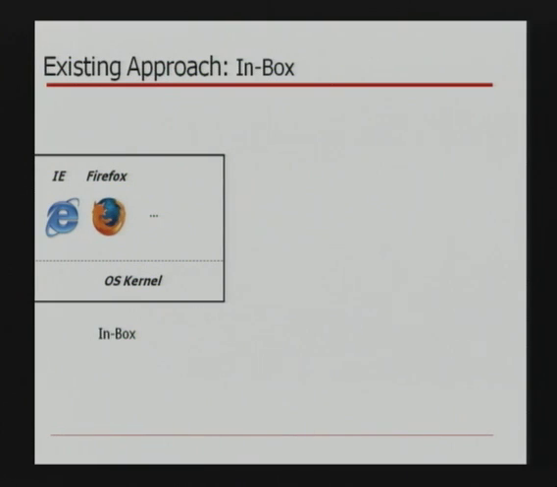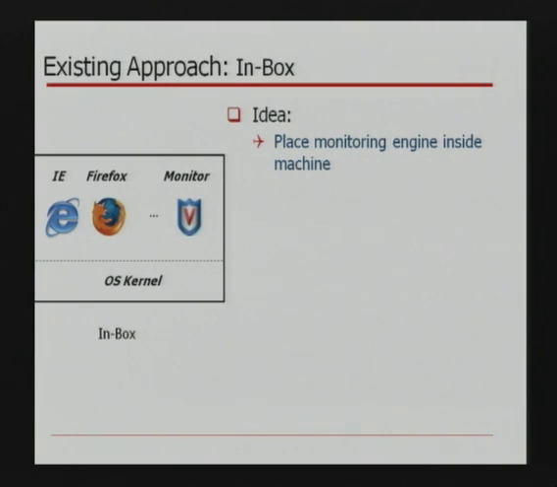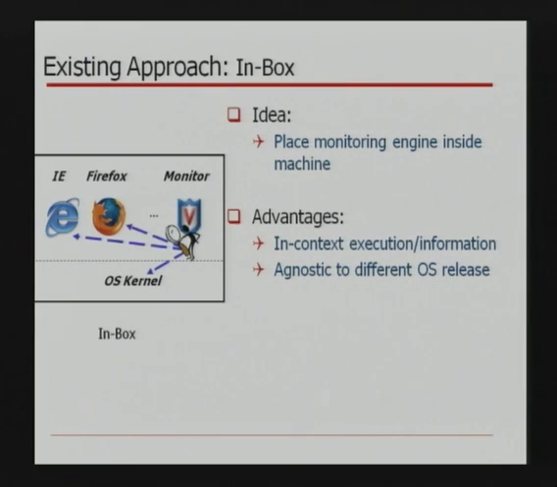We can simply classify the existing approaches into two categories. The first one is the in-box approach. The basic idea is to place a monitoring engine inside the machine and use it to monitor the processes running inside the operating system. It has the advantage of in-context execution. It means that it can call the APIs offered by the operating system kernel, and it can also leverage the services offered by the operating system.